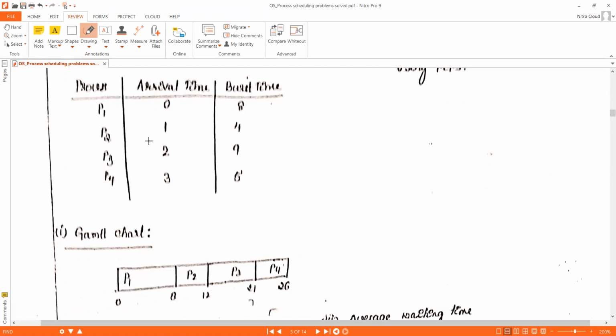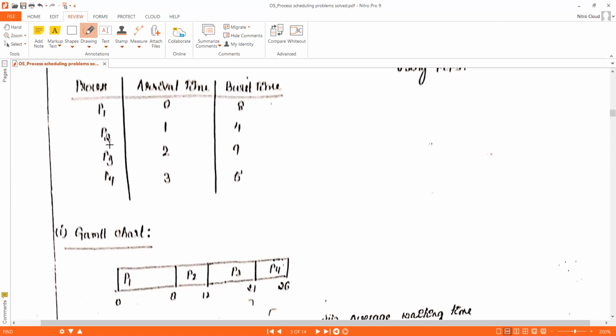Okay. Next process: by that time in the ready queue, we have process 2, process 3, process 4. Process 2 arrived at clock time 1 millisecond. Process 3 arrived at clock time 2 milliseconds. Process 4 arrived at clock time 3 milliseconds. Okay, these 3 processes are already in the ready queue. First process 2 arrived, then process 3 arrived, then process 4 arrived.